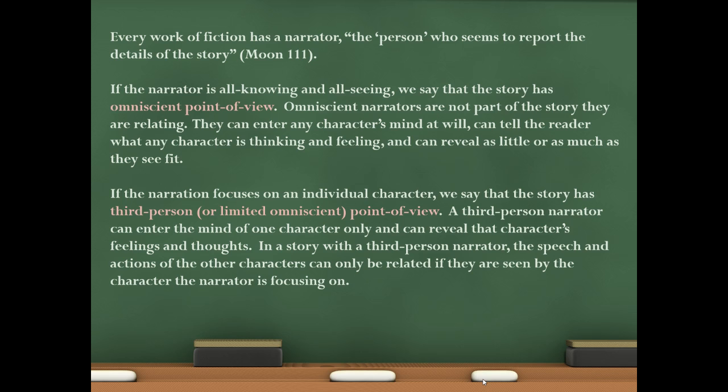If the narration focuses on an individual character, we say that the story has third person or limited omniscient point of view. A third person narrative can enter the mind of one character only and can reveal that character's feelings and thoughts. In a story with a third person narrator, the speech and actions of other characters can only be related if they are seen by the character the narrator is focusing on.